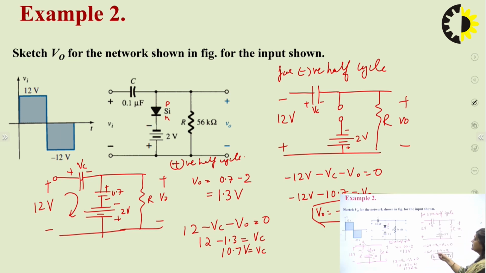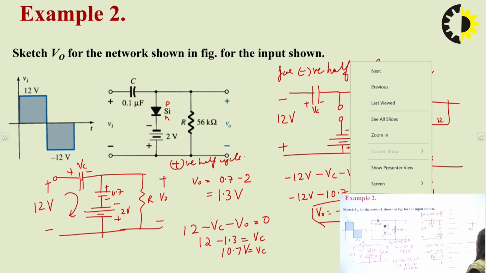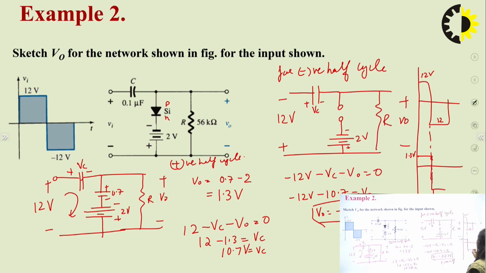Okay, so we have obtained this output, so we can draw the waveform also. So like this was our input, this was 12 volt and this was 12 volt. And if we see our output, we are getting this output in the negative half, and in the positive half, the output was 1.3 volt. So this was 1.3 volt here, and in the negative half it is minus 22.7 volt.